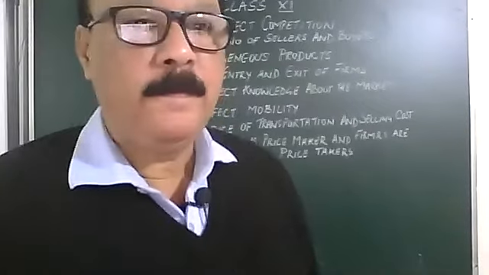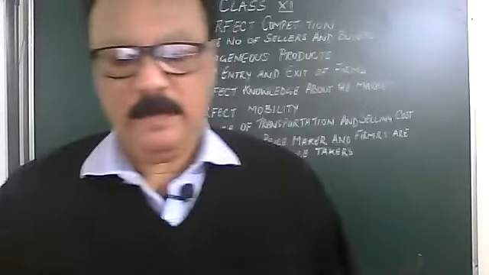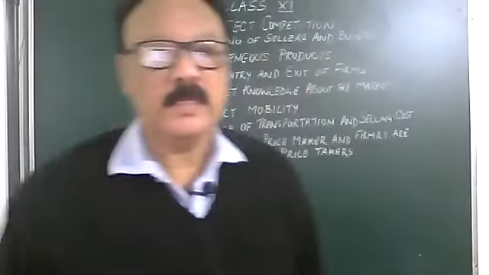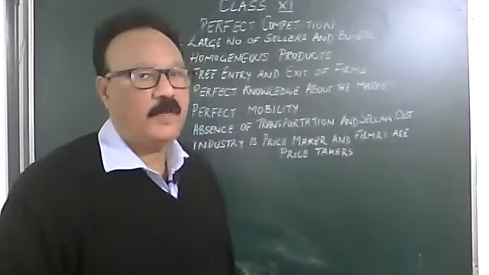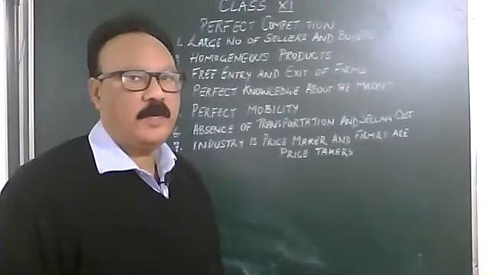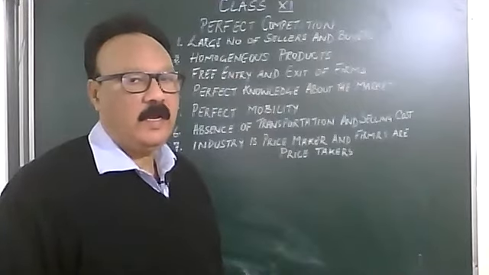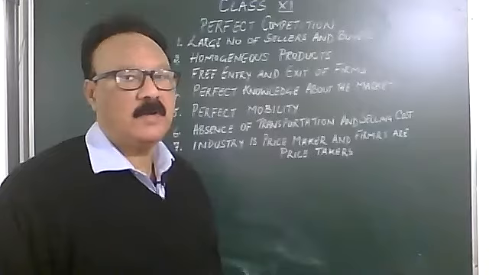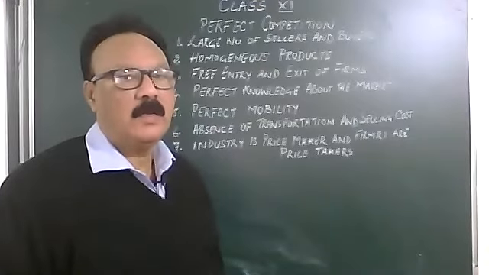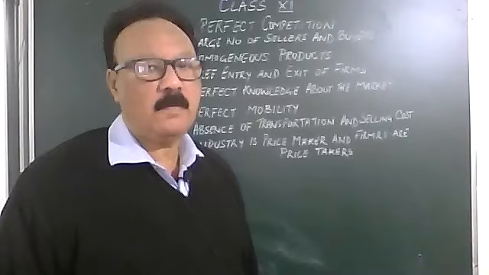Good morning, children. We begin today's class with the second feature or characteristic of perfect competition. Yesterday we learned about the large number of sellers and buyers. Today the second characteristic is homogeneous products.